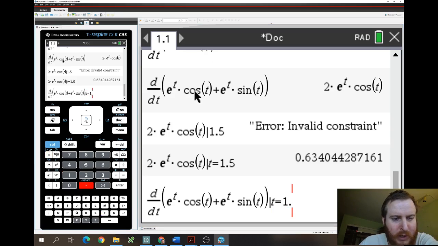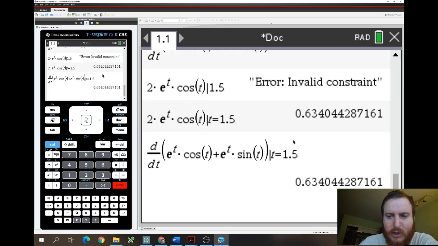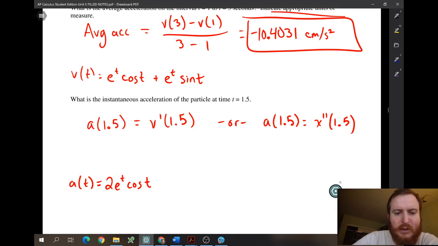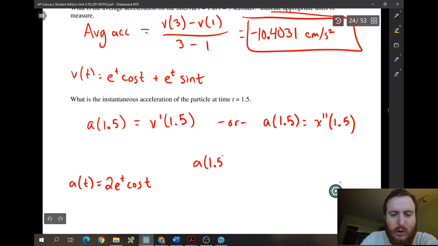Right, so we would have gotten the same answer. Right, so 0.6340. We are going to put the 0 in there. That tells the grader that you know that it keeps going. So 0.6340, and then centimeters per second squared again.